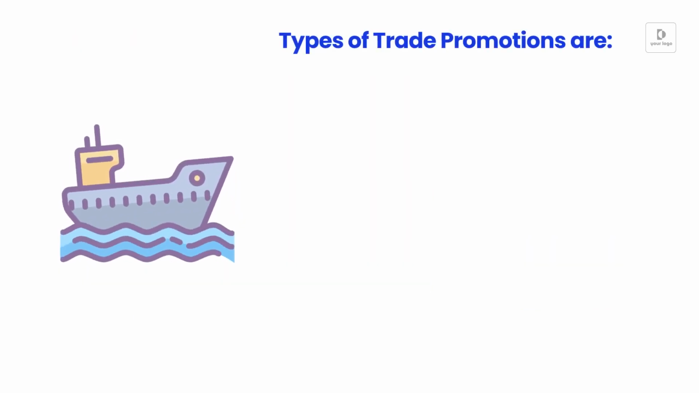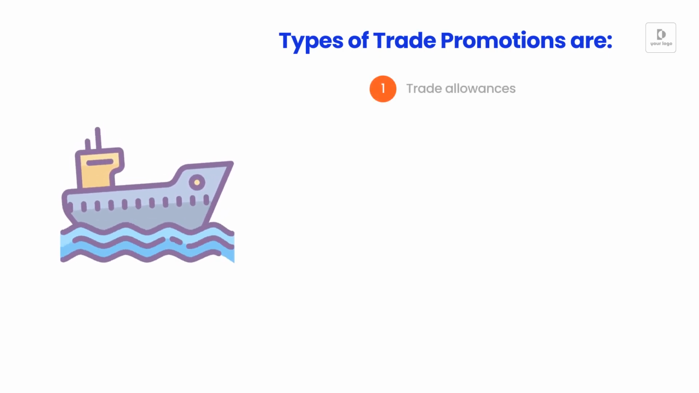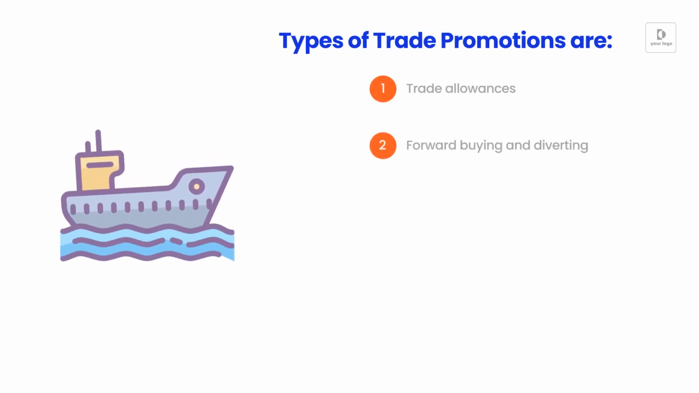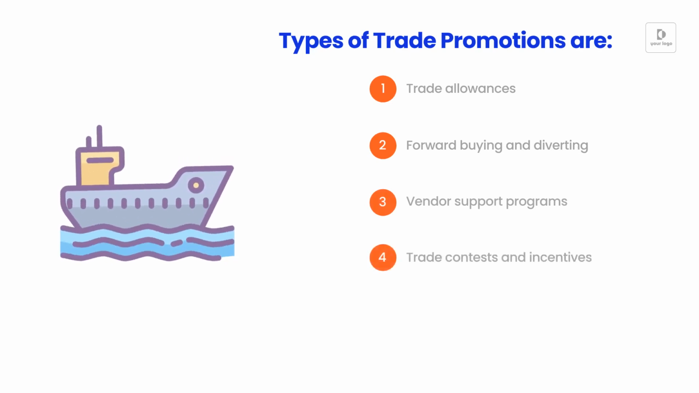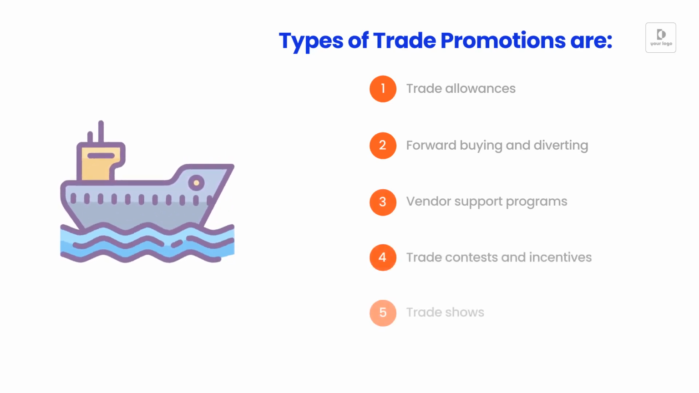Types of trade promotions include trade allowances, forward buying and diverting, vendor support programs, trade contests and incentives, and trade shows.